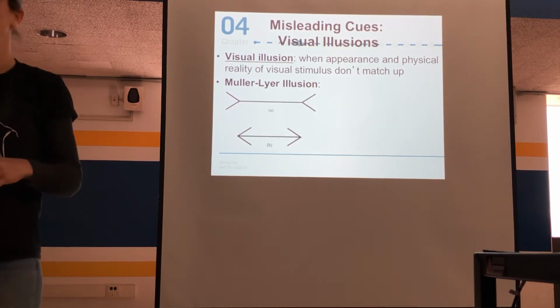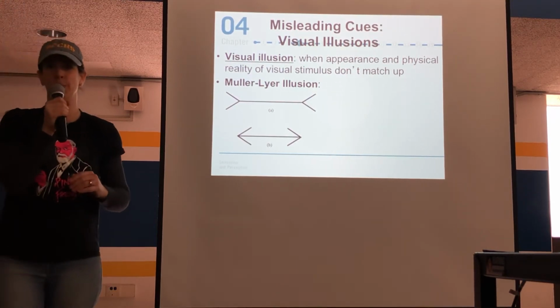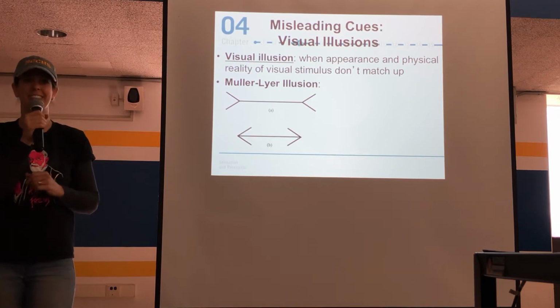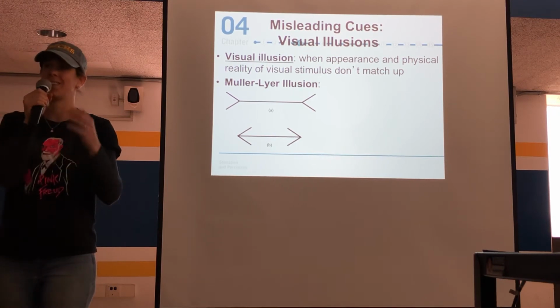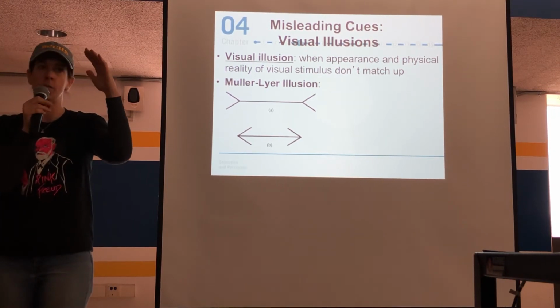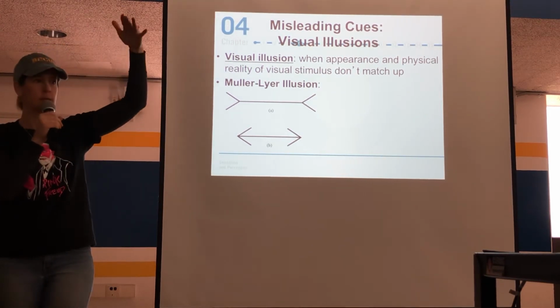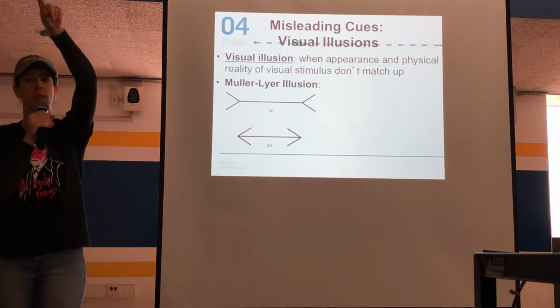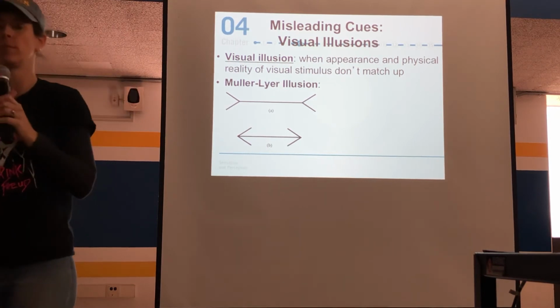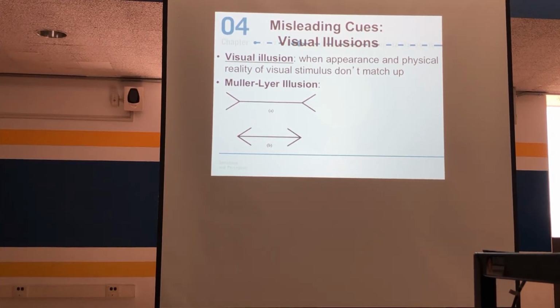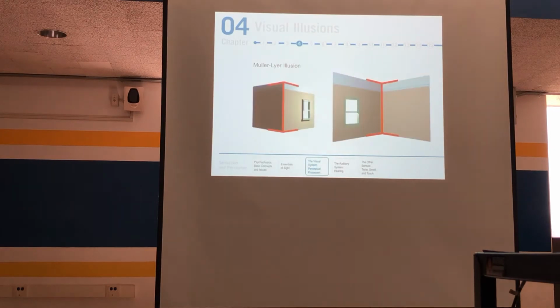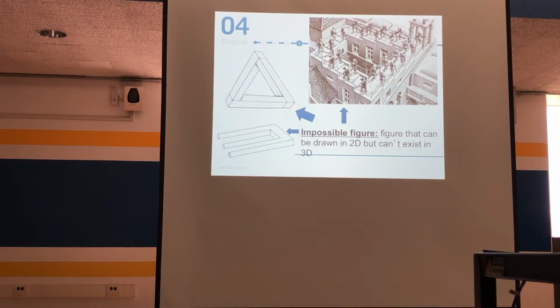Muller-Lyer, remember? You're a liar, Muller. They're the same size. Okay, so it makes us think that the inside of a building is actually bigger, taller than the outside because of the way the arrows are going. Muller-Lyer. Okay, impossible figure is a figure that can be done in 2D but not 3D.